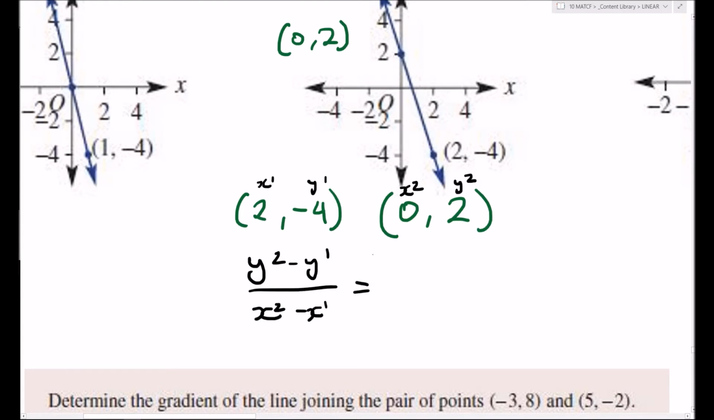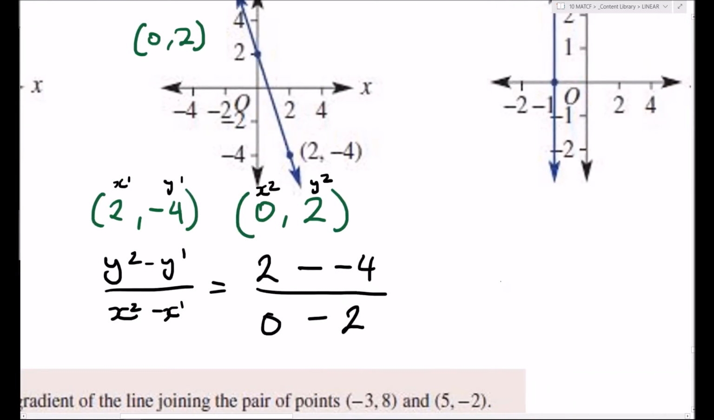Okay, so substitute your numbers into your formula. So y2 is 2. Take away y1, which is negative 4, over x2, which is 0. Take away 2, which is the x1 there. Okay, so working that out. Again, watch out for the negatives that are put together. A negative and a negative become a positive. So that becomes 2 plus 4 over 0 minus 2 gives you negative 2.